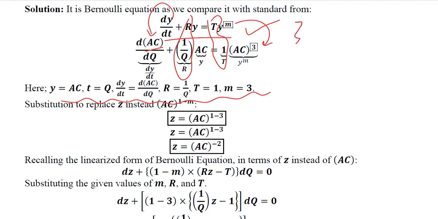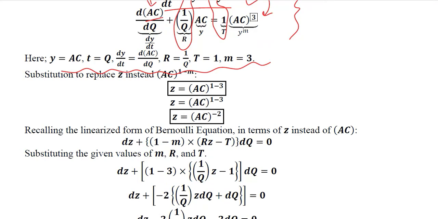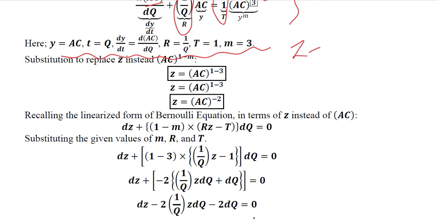As you can see, it is now confirmed that it is a Bernoulli equation type because it is adjacent to the standard form. So you remember that we assumed z is equal to y raised to the power 1 minus m. Instead of y we have AC, and instead of m we have 3 here. So z is equal to AC raised to the power 1 minus 3, which is AC raised to the power minus 2.